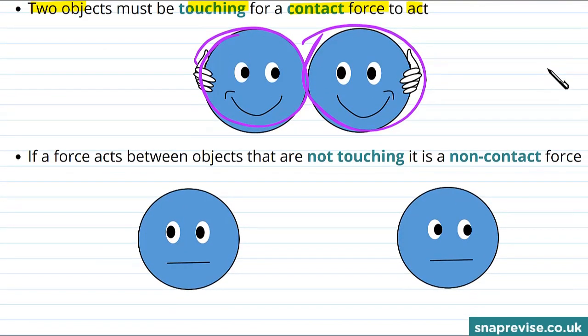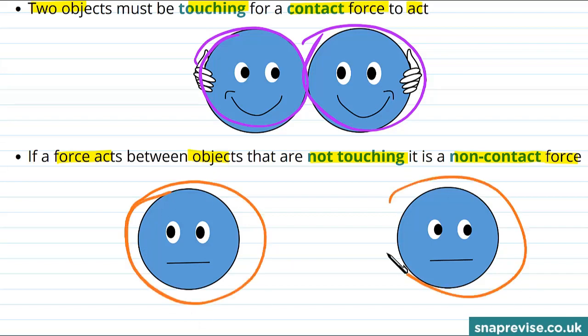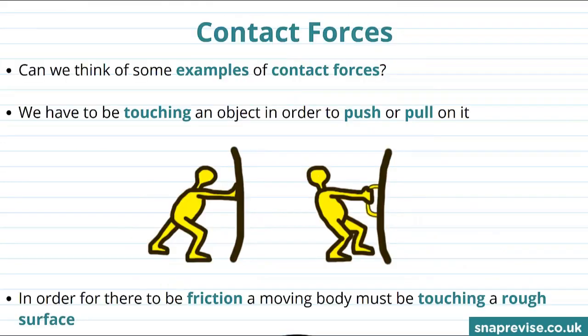On the other hand, if a force acts between objects that are not touching, then we say this is a non-contact force. That is, they are not in contact with each other. So if these two objects, which are not touching, were to exert forces on each other, maybe they'd be pulled towards each other or pushed away from each other, then since they are not touching, they would be experiencing non-contact forces. Let's look at some examples of contact forces.